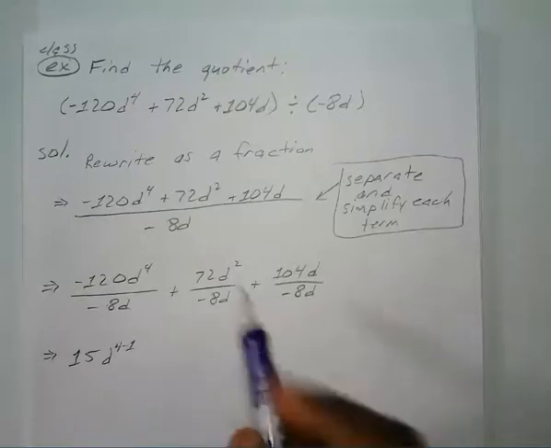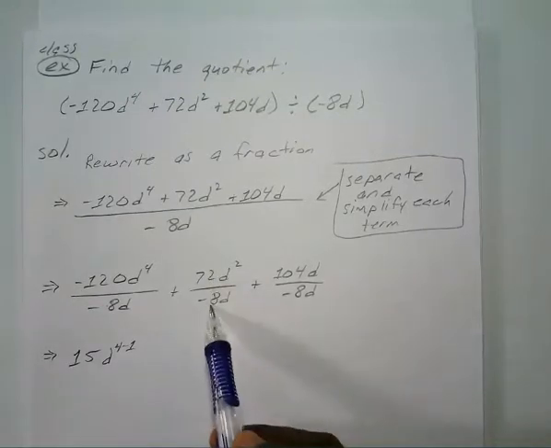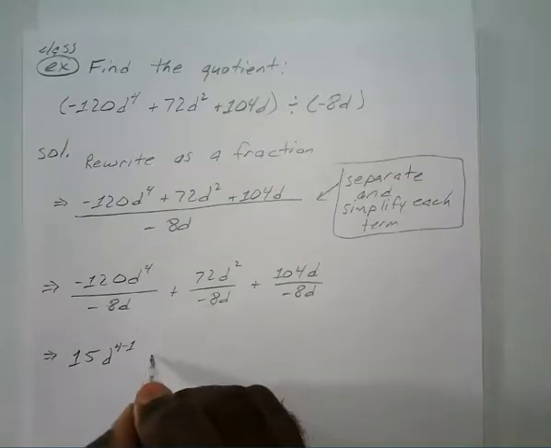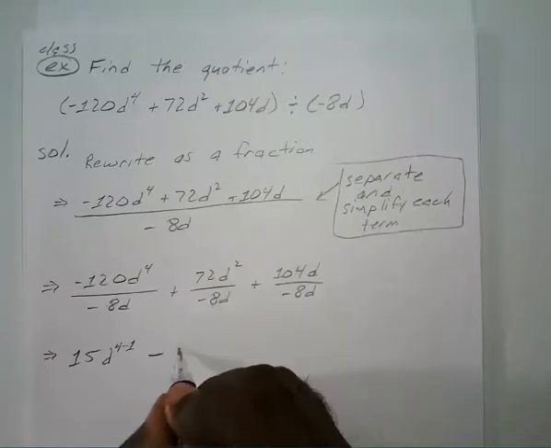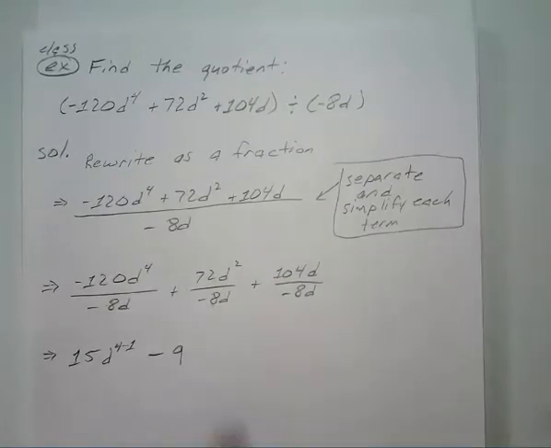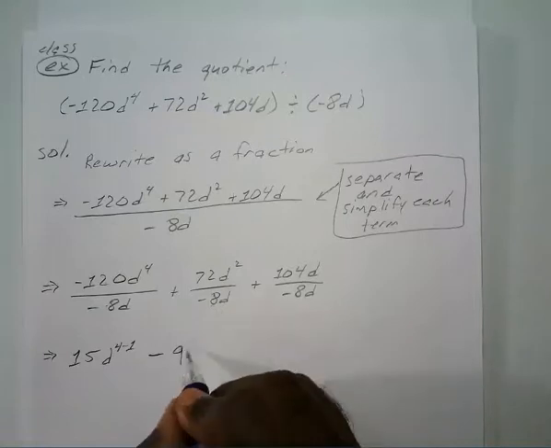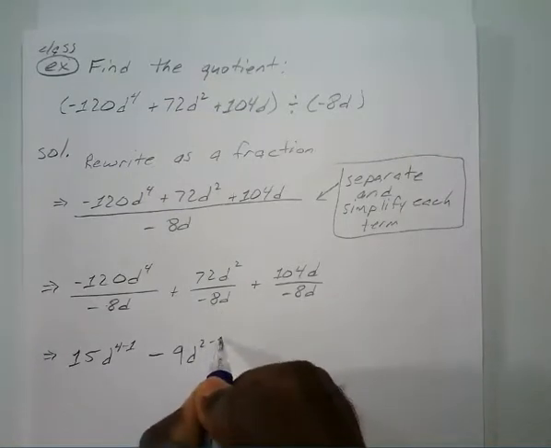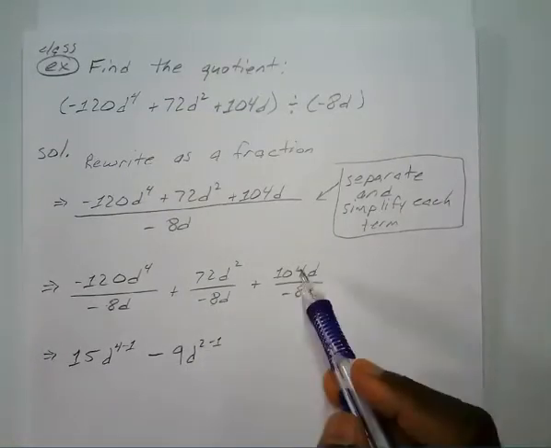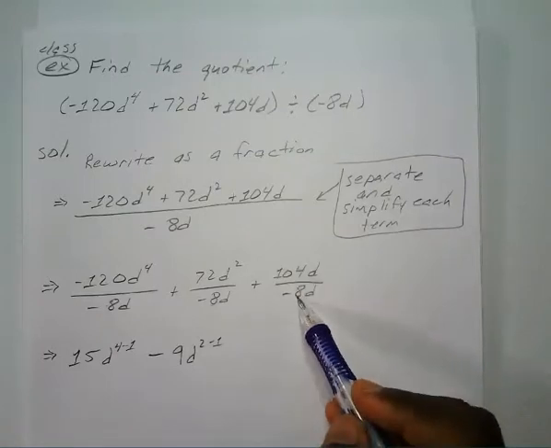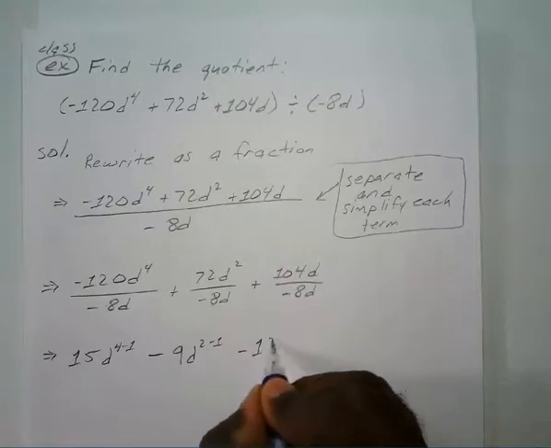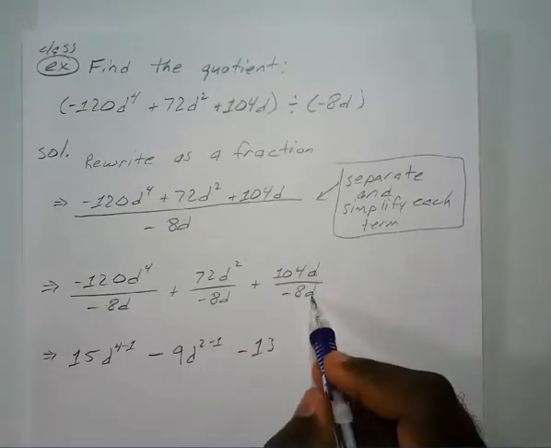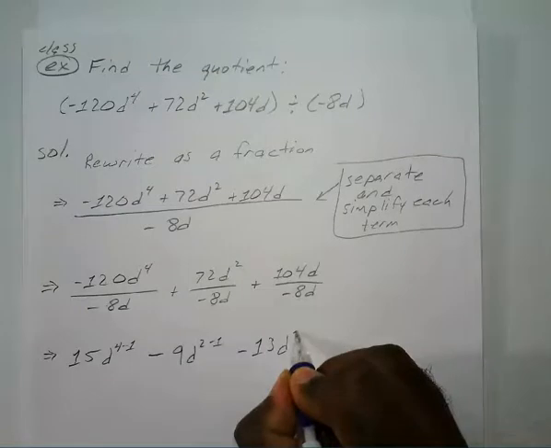Okay, so plus, you have 72 divided by negative 8. Positive divided by negative is negative, so instead of putting the plus, we're going to make that a minus. 72 divided by 8 is 9. D squared divided by d to the first is d to the 2 minus 1. And 104 divided by negative 8 is negative 13, so we make that negative 13. And d to the first divided by d to the first is d to the 1 minus 1.